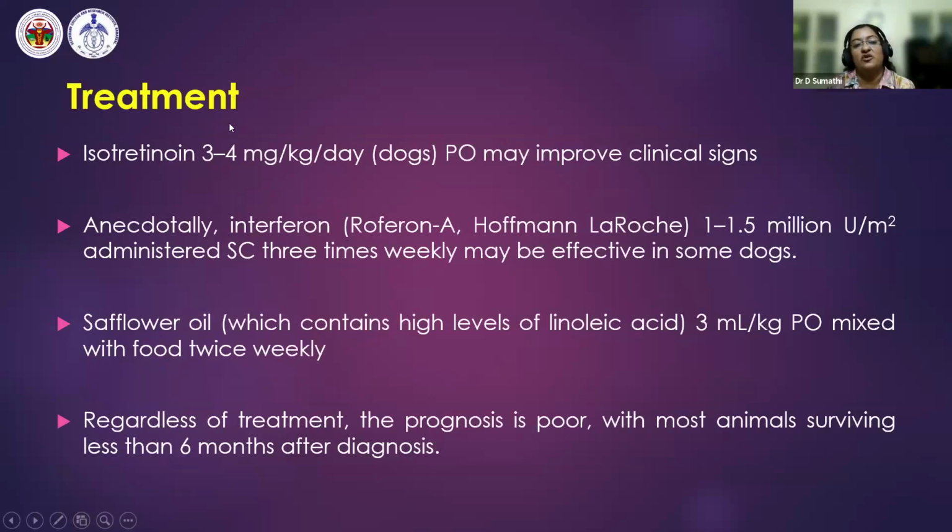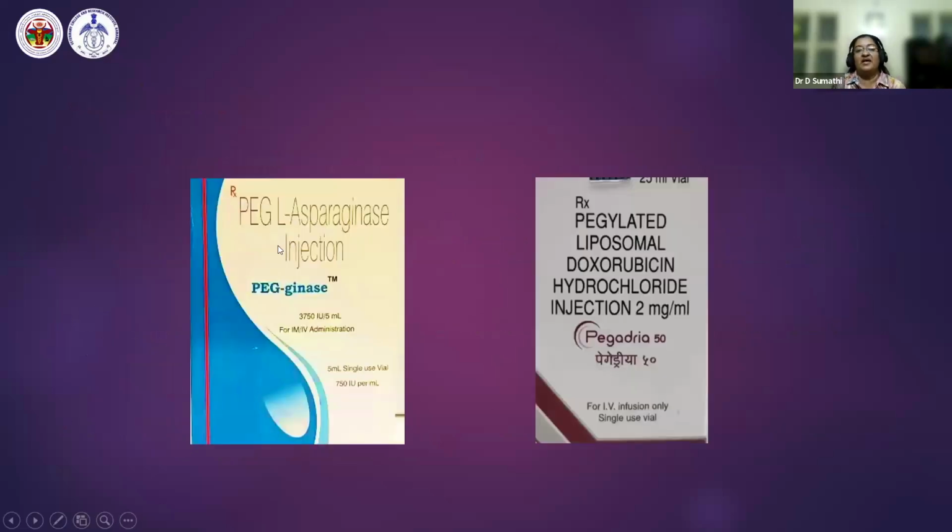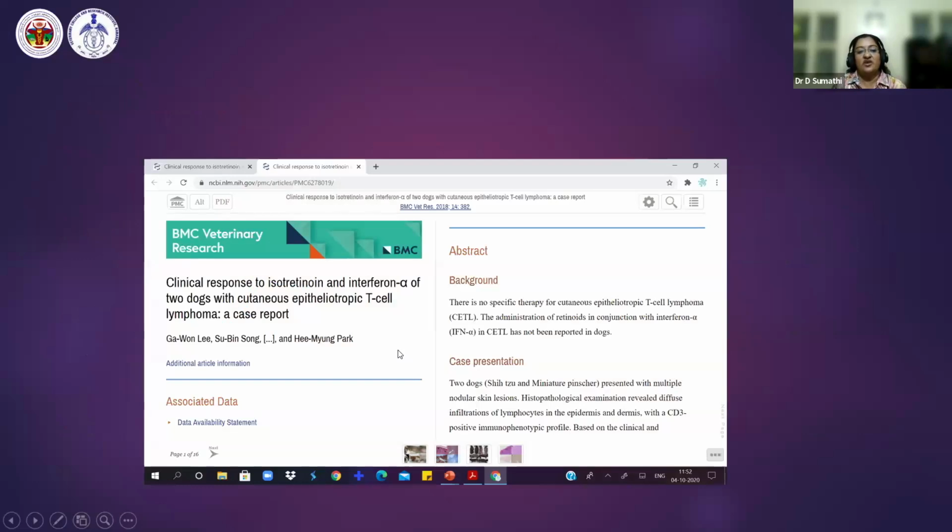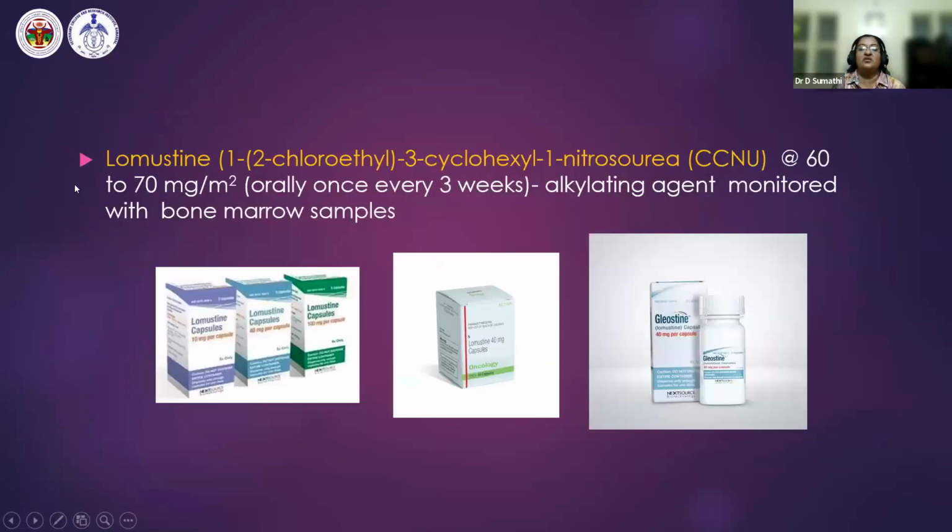So isotretinoin is also used at 3 to 4 milligram per kg per day. It is also available as 10 milligram and 25 milligram capsules. It is oil-like capsules. It improves the clinical signs. Interferon can be used. Again, the availability is a question. Safflower oil improves the clinical signs. It gives a better relief for the clinical signs. So safflower oil can be used in the food for the treatment. Apart from that, these are the PEG L-asparaginase and doxorubicin that are in the market. Isotretinoin and interferon combination are also being used.